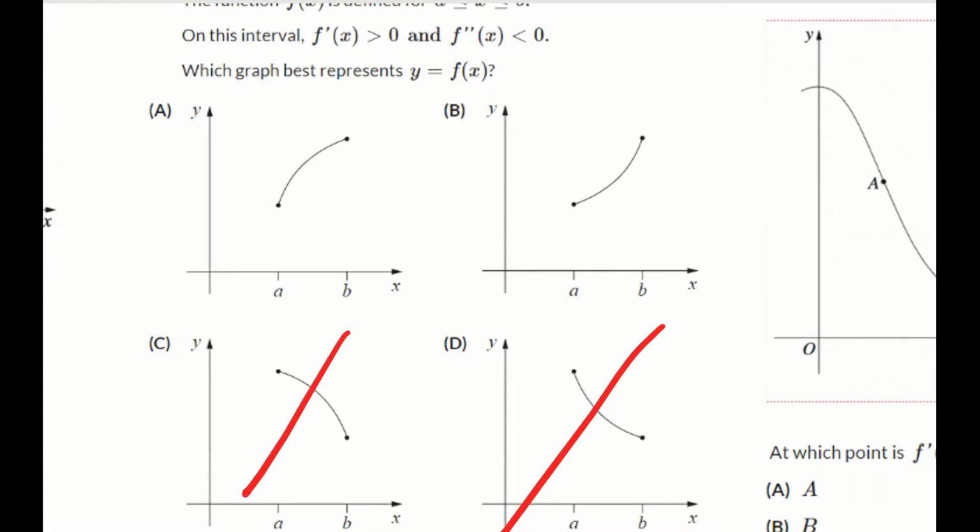Second thing then is my concavity. My concavity is less than 0, which is a sad face, okay? So the only one then that's left is going to be also A.